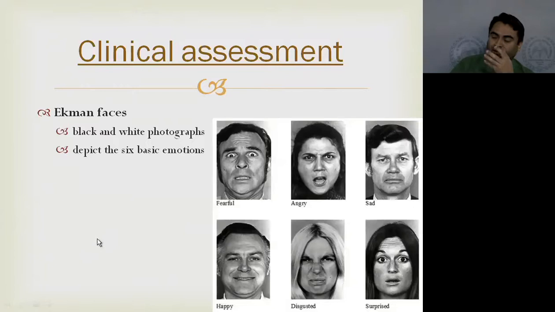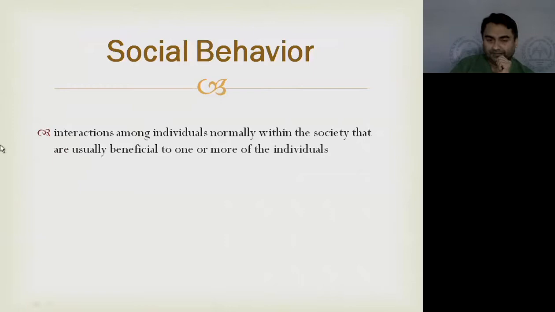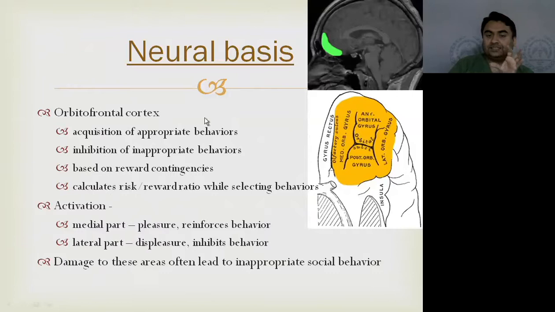The last is social behavior, which is interactions among individuals normally within the society that is beneficial either to one or more of those individuals. The neural base of this is the orbitofrontal cortex. What does it do? This area is involved in acquisition of appropriate behaviors and inhibition of inappropriate behaviors, based on reward contingencies. It calculates risk-reward ratio while selecting behaviors, and the activation is in two parts. The medial part causes pleasure, reinforcing the behavior, or the lateral part causing displeasure, inhibiting the particular behavior.